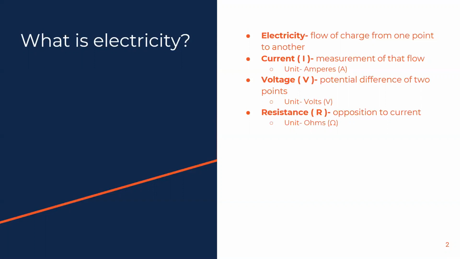And the third important parameter is the resistance. The resistance is the opposition to current. There are devices known as resistors that limit the flow of current. The units for these parameters: current is measured in amps, voltage is in volts, and resistance is in ohms. It's the Greek symbol for omega. Let's dive in a little bit and look at some of the resistors.